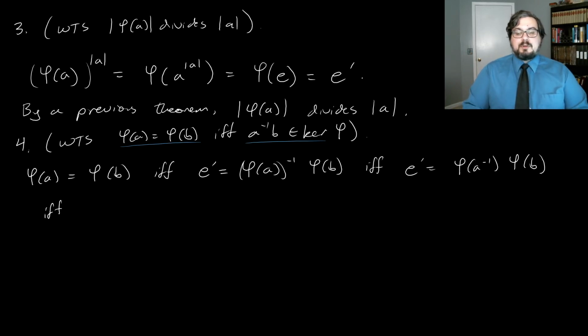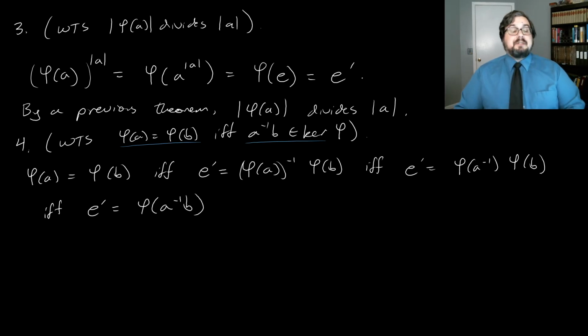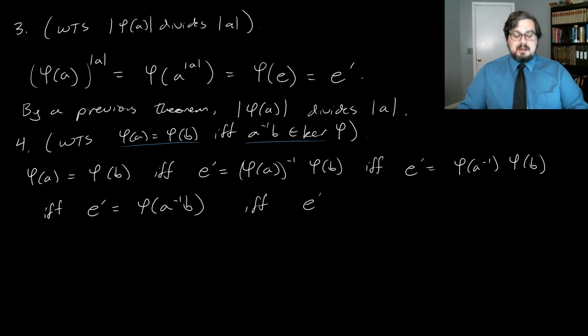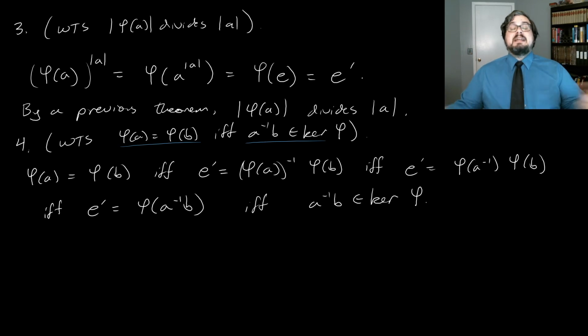That happens if and only if E prime is equal to phi of A inverse B, and that's because phi is a homomorphism. But this happens if and only if A inverse B is in the kernel of phi. Remember, the kernel of phi is the set of all elements that get mapped to the identity. It's the set of all elements x such that phi of x is E prime. So in this case, we managed to prove an if and only if statement by stringing together if and only if statements from beginning to end.